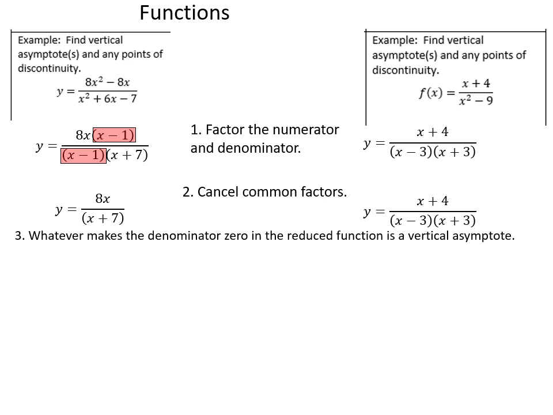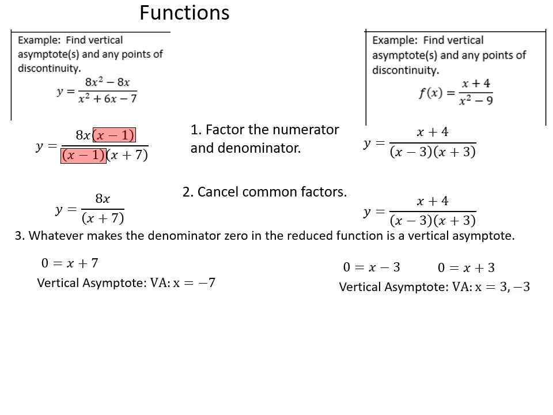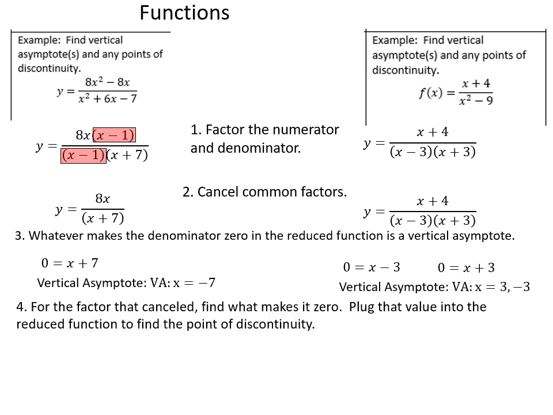Whatever makes the denominator 0 at this point in the reduced fraction is going to be a vertical asymptote. So on the left, we take x plus 7, set it equal to 0, and so we've got a vertical asymptote at x equals negative 7. On the right, we set x minus 3 equal to 0 and x plus 3 equal to 0. So it has vertical asymptotes at 3 and negative 3.